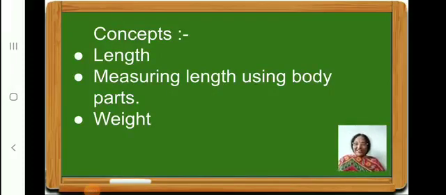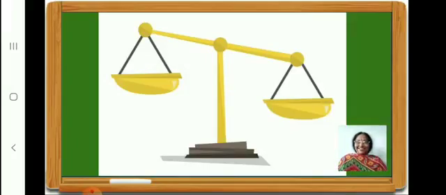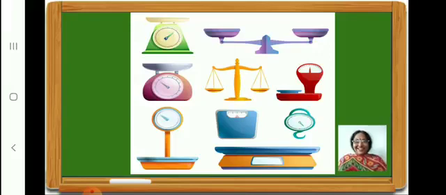Children, now let us learn the concept of weight. Children, have you seen this? Yes, it is a weighing scale. You must have seen this when you have gone to the market with your parents. Isn't it? Yes. Children, there are various types of weighing scales. Look at the picture. Here you can see the different types of weighing scales.